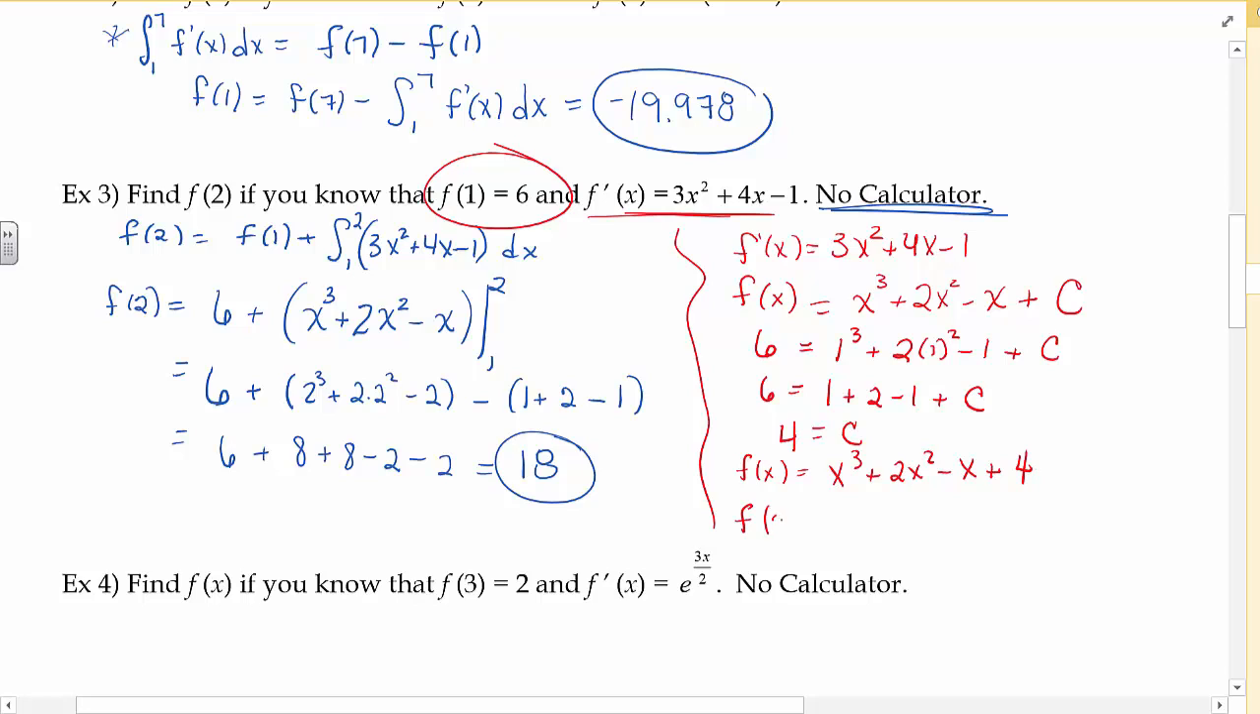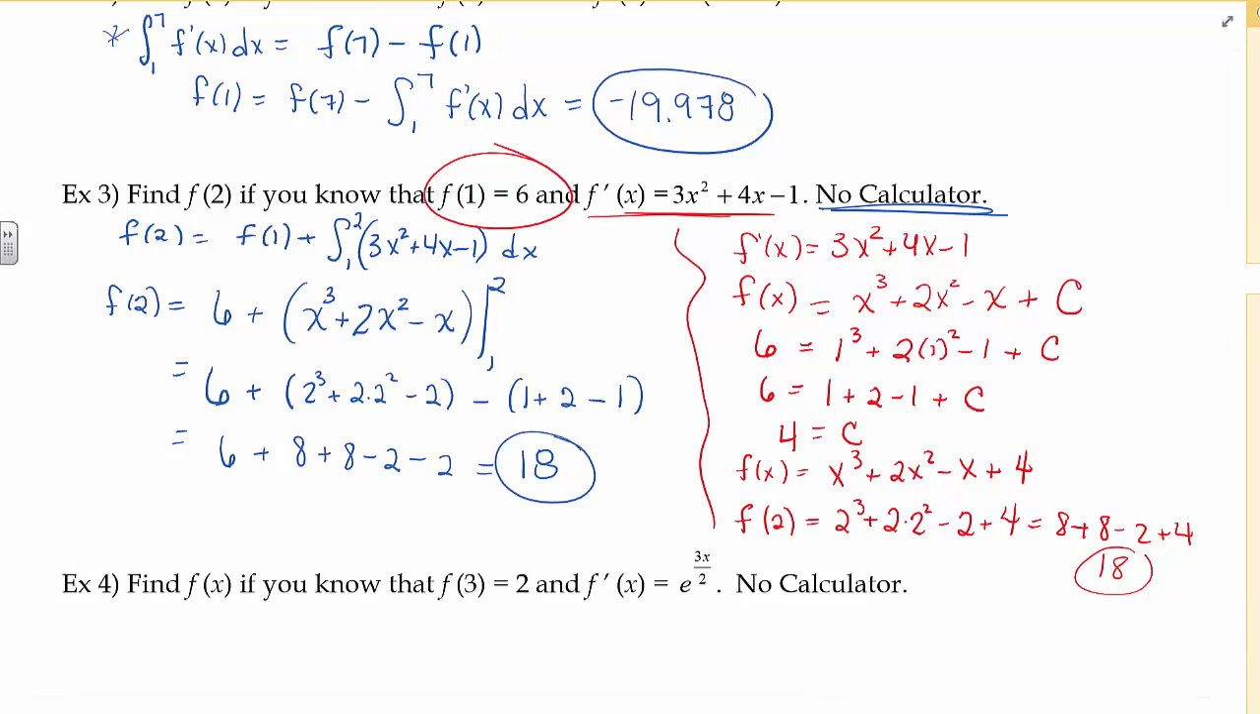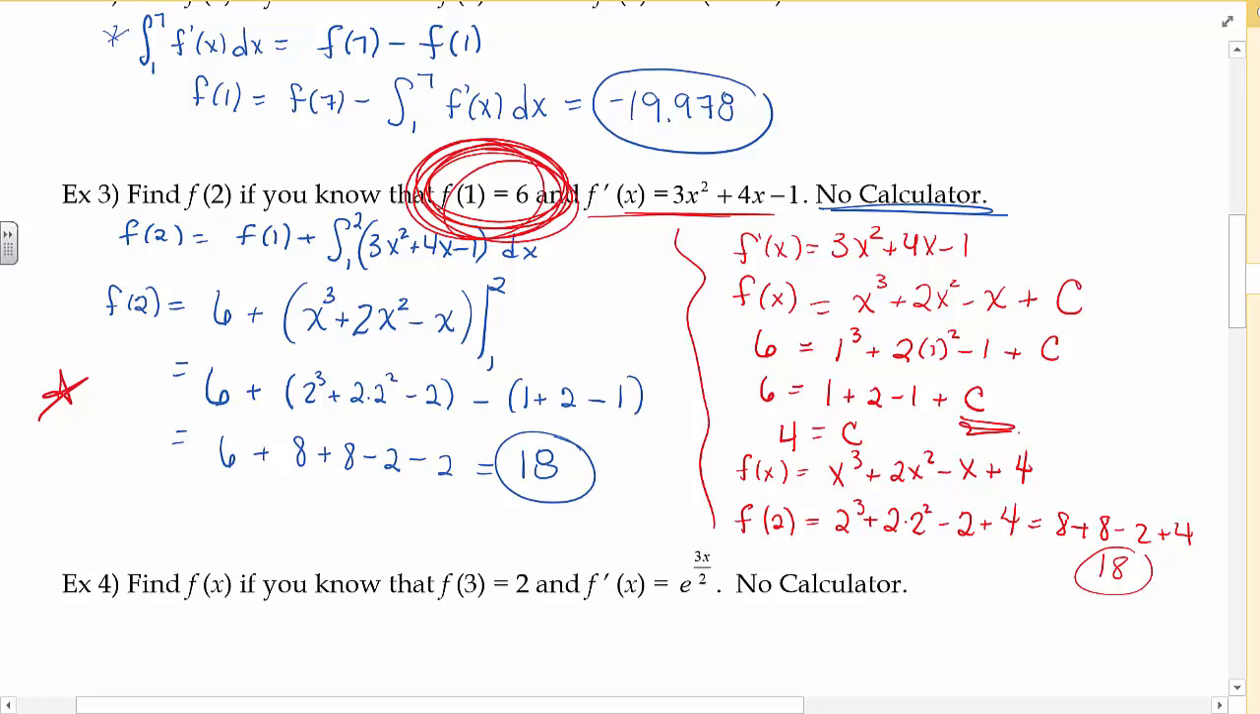So then they want f of 2. F of 2 is 2 cubed plus 2 times 2 squared minus 2 plus 4, which is going to be 8 plus 8 minus 2 plus 4, which is going to be 16, 14, 18. Son of a gun, I got the same thing again. So there's two different options. Option 1 is use the fundamental theorem of calculus and do that the end value is the initial value plus the net change. Option 2 is just find the general antiderivative, use the initial condition, that's what that's called, use the initial condition to solve for c, and then find the value that they're asked for.